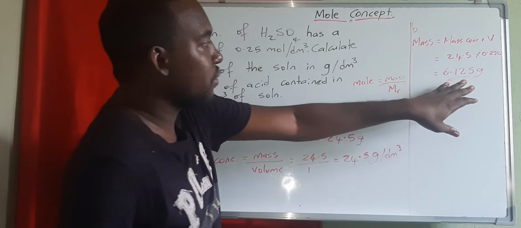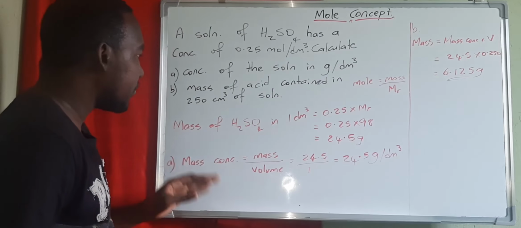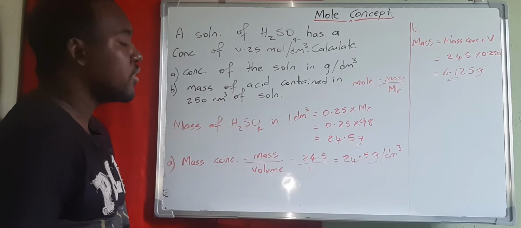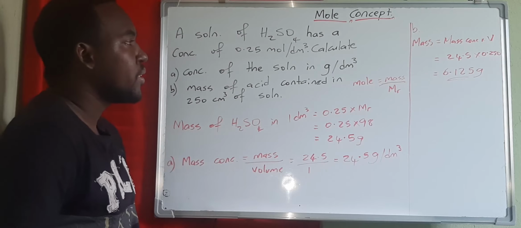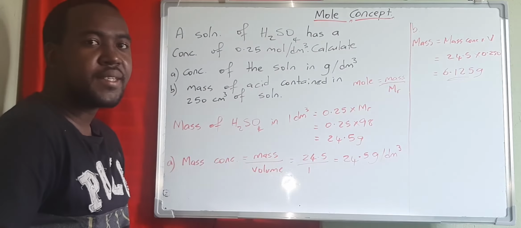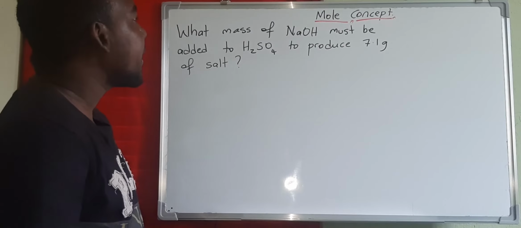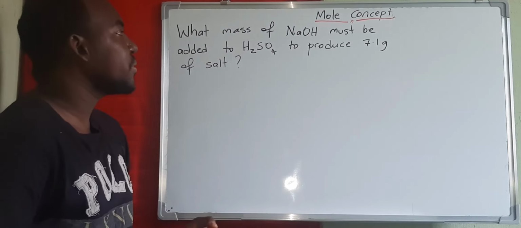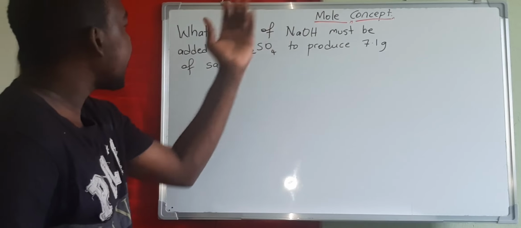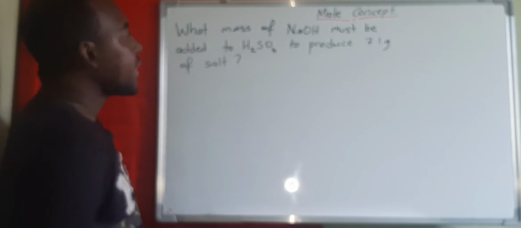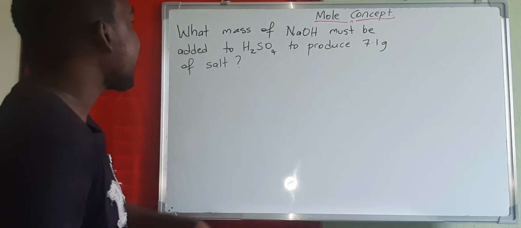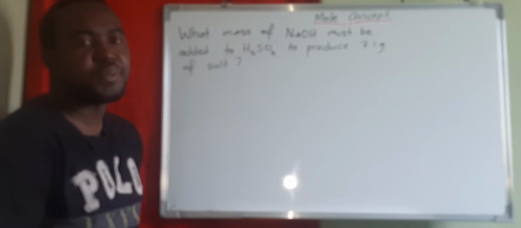And that would be the amount of mass of the acid in the 250 solution, all right? So going to try one more, and then that's it for today, all right? All right, guys, so our final question is, what's the mass of sodium hydroxide that must be added to sulfuric acid to produce 7.1 grams of the salt that will be produced?